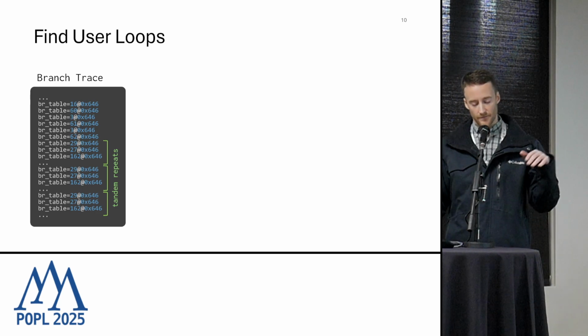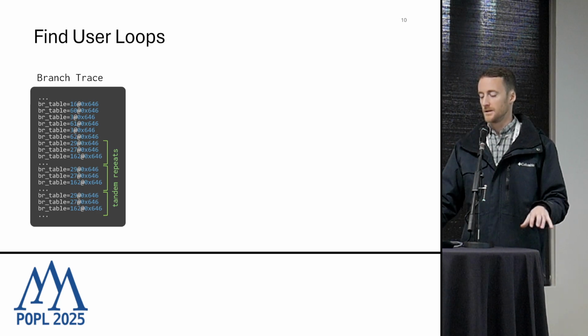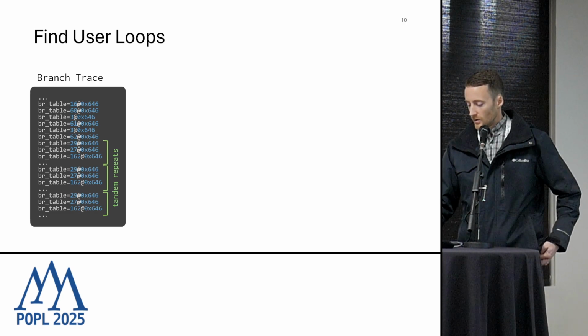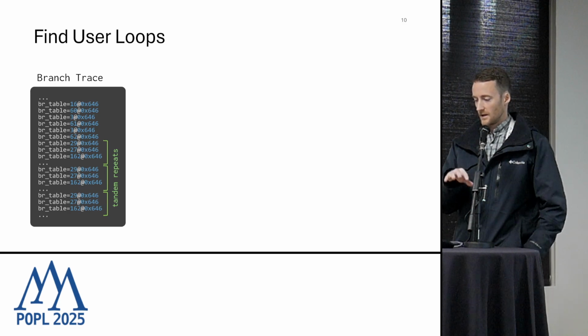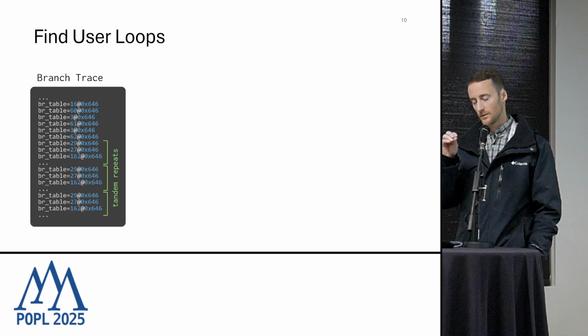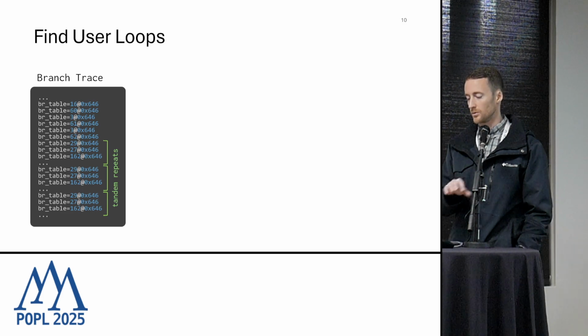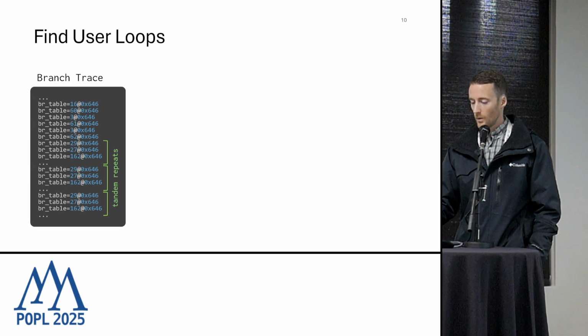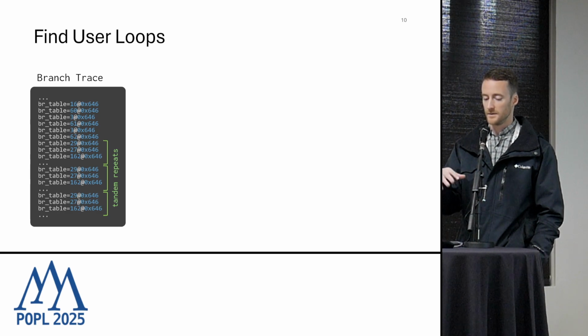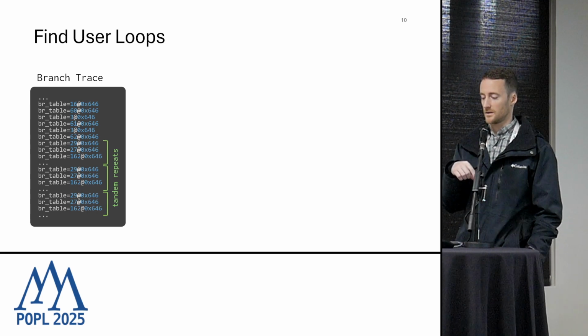So let me dive more deeply into how we're going to find these user loops. What you see here on the left is a trace, and the trace events describe what happens, what are the branch decisions at these br_table instructions. What we then do is apply a string algorithm taken from DNA sequencing analysis to find tandem repeats. So these are repeated subsequences within a trace.